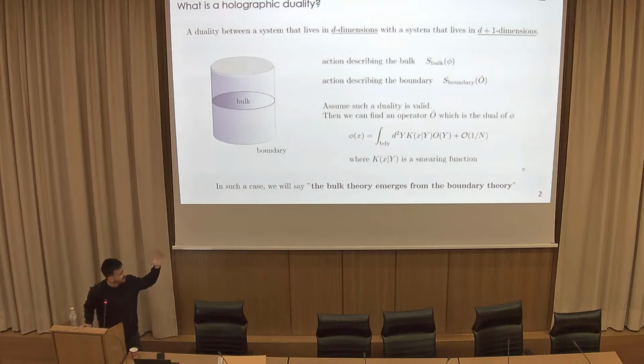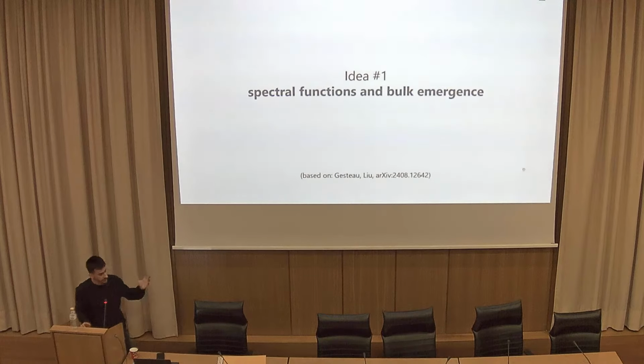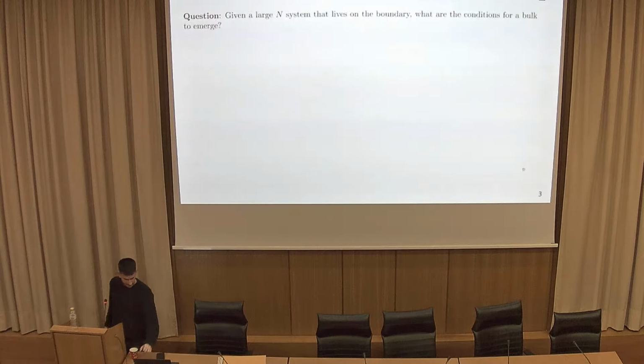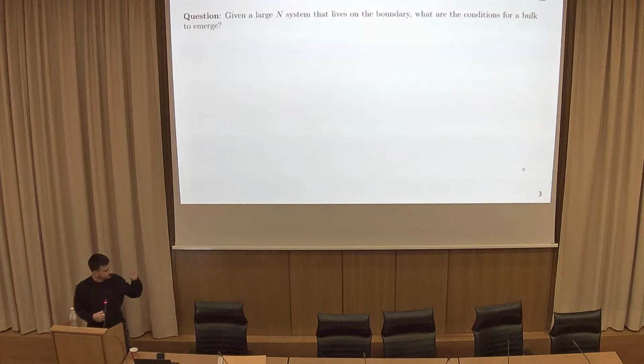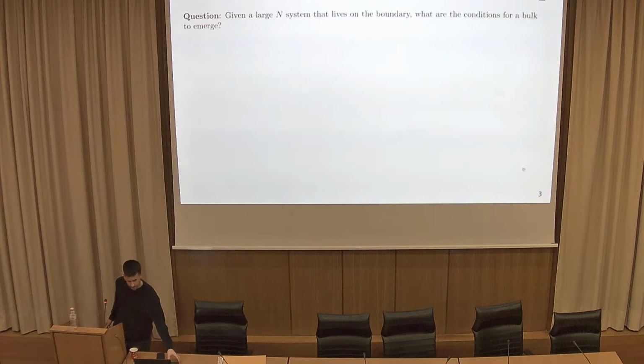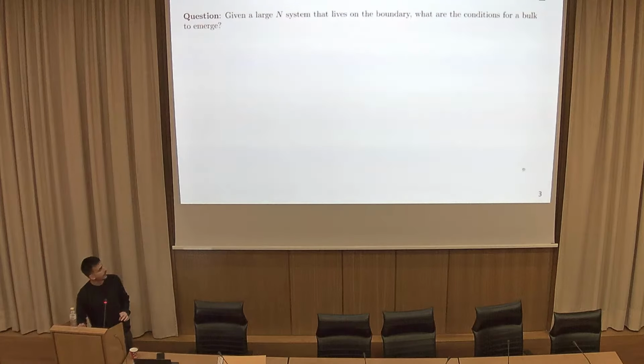But that was a slide just to go naturally to the first idea that pretty much inspired us, and it's based on the paper you can see below. And now let's assume that we have a large N system living on the boundary, and we want to find conditions, if there are any, for the bulk to emerge. And as I said, whenever I say bulk emerges, I mean my boundary theory to be holographic.